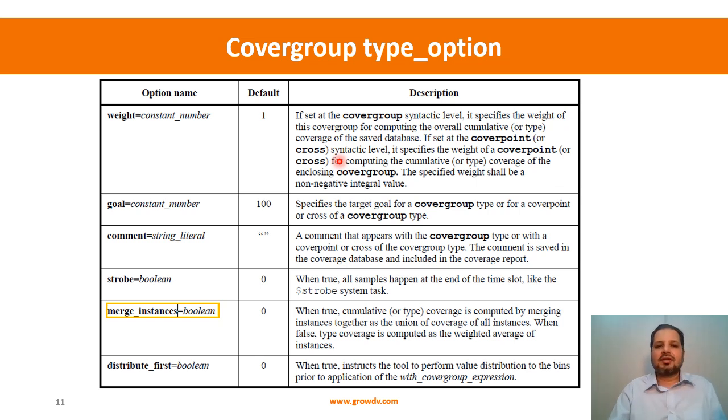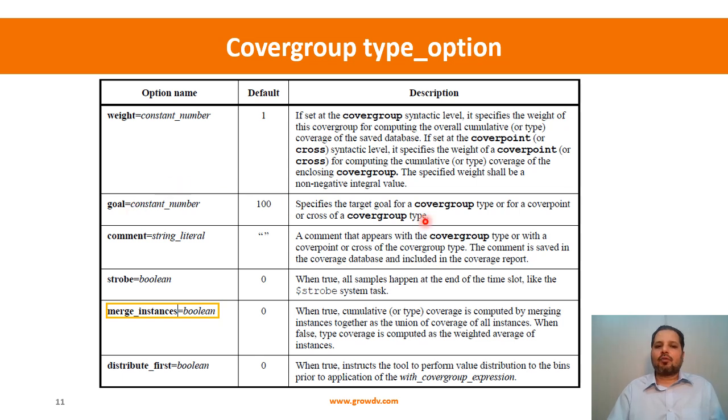So that is this weight, that is how it gets used. And then you can set a goal. What this goal means is that when the coverage information gets presented, it will show you whether it is red or green. If the goal is met, it will show as green, and when the goal is not met, it will show as red.